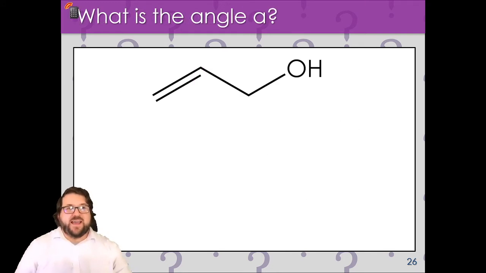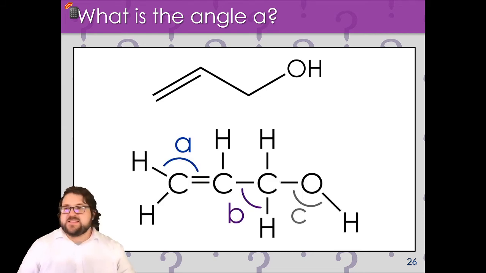Let's try now finding the angles. So here I've got angle A, B and C. So pause again, see if you can find the groups of electrons and give it a go. See if you can figure out what the angles are. So please pause now. Okay, so let's have a look.